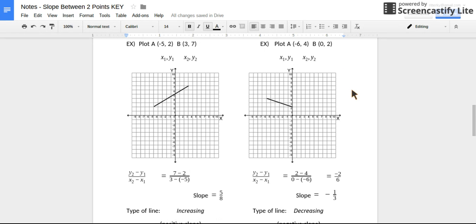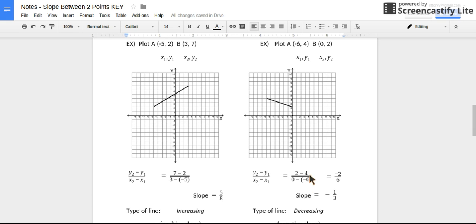Let's do the second example. 2 more points. Again, assign x1 and y1 and x2 and y2. So y2 is 2, y1 is 4, so I'm going to do 2 minus 4 on top. On the bottom, 0 is x2 and negative 6 is x1, so I'm going to do 0 minus negative 6 on the bottom.